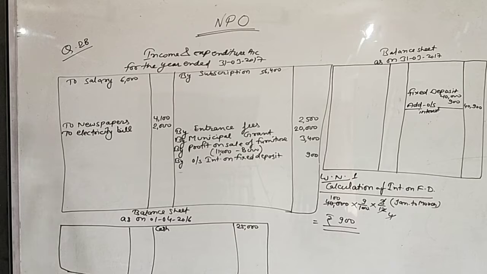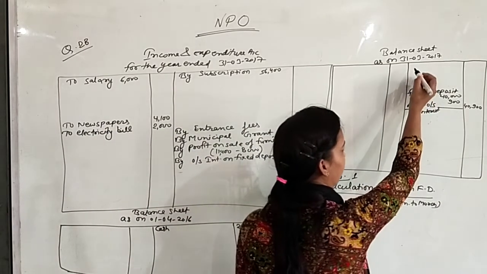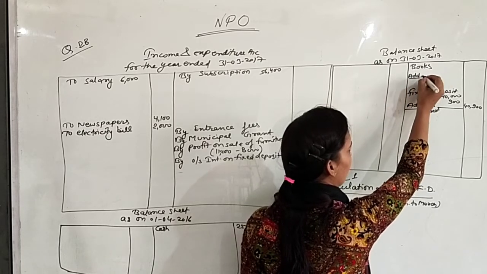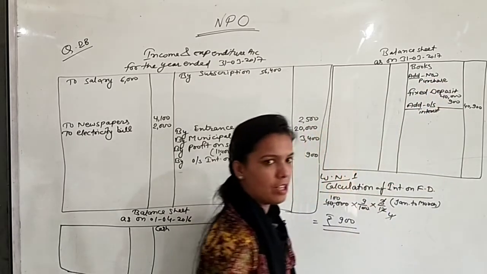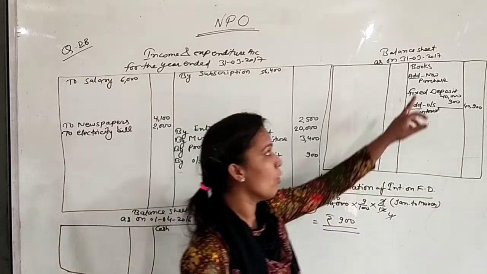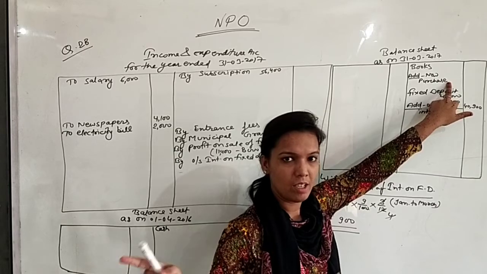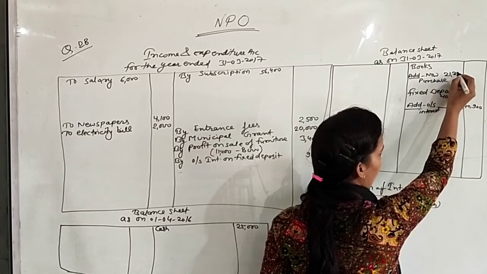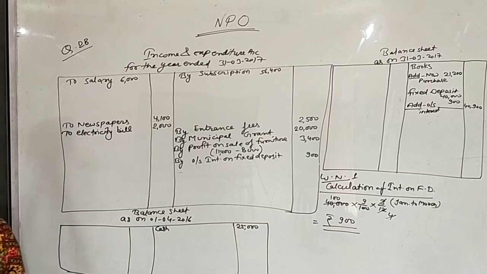Yes, the next point is books. Books you have 21,200. As I told you, books are your asset. So write here books, add new purchase. As we read in additional information number 3, you have an opening balance also of books, so we will write that here, and the new purchase of 21,200 we will show here as new purchase 21,200. Because during the year you are paying for the books, this means you are purchasing new books.